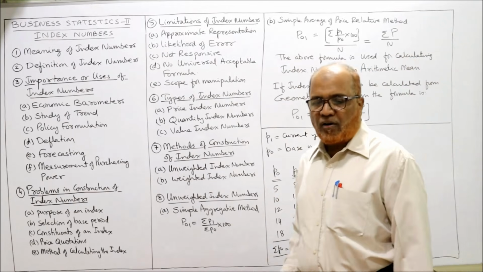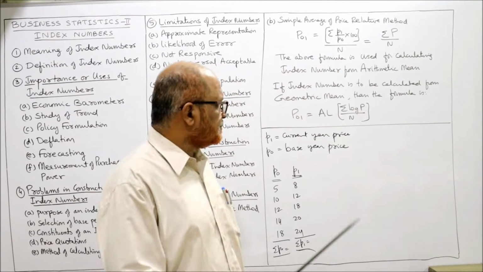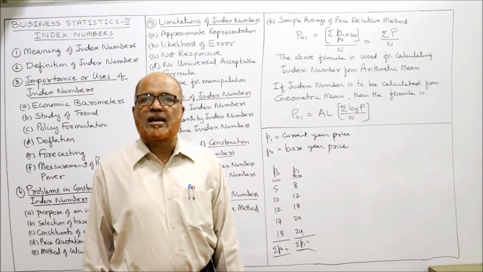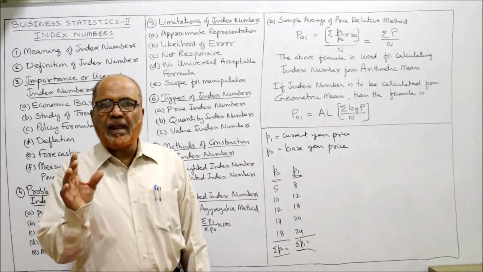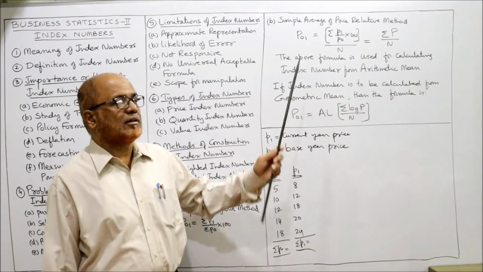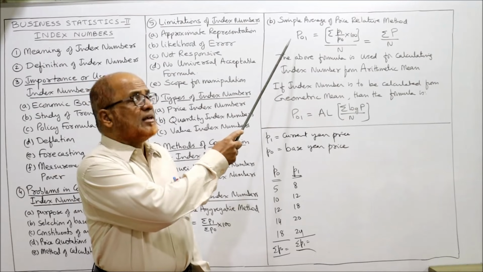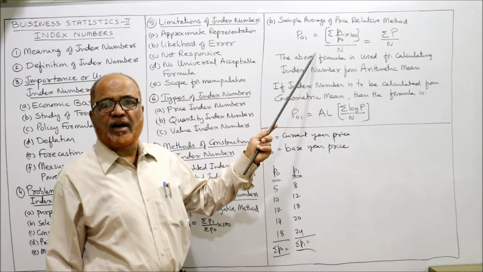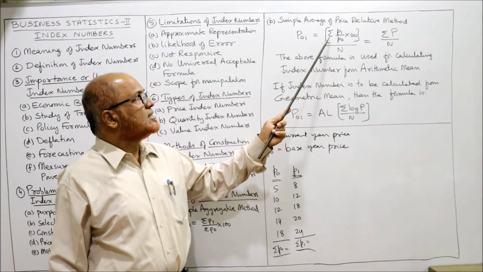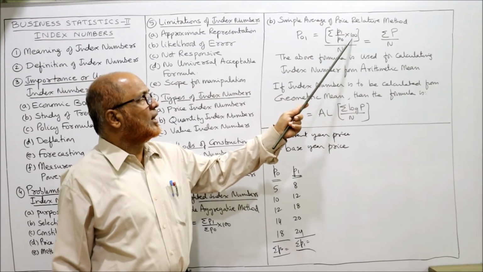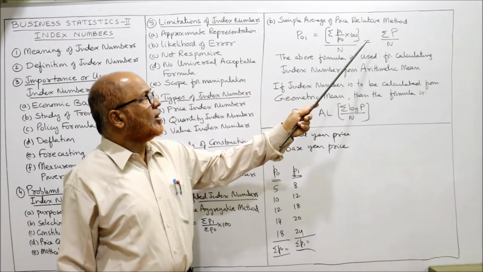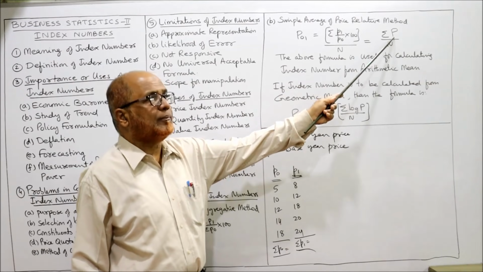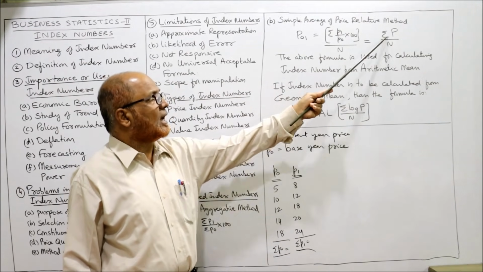Next, second method of unweighted index numbers. Unweighted index number में second method है simple average of price relative method. The formula for simple average of price relative method is P01, price index of current year compared to base year, is equal to summation P1 by P0 into 100 divided by N. Or in other words, P1 by P0 into 100 will be denoted as capital P. This is a small p and this is the capital P.